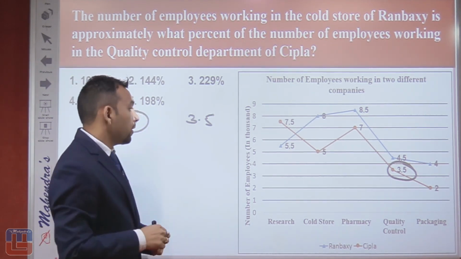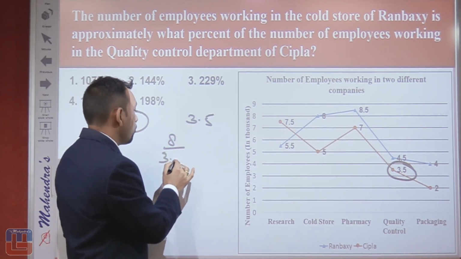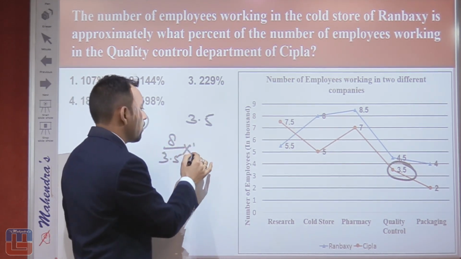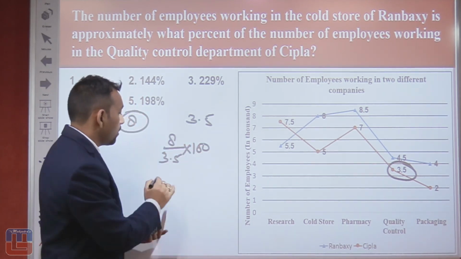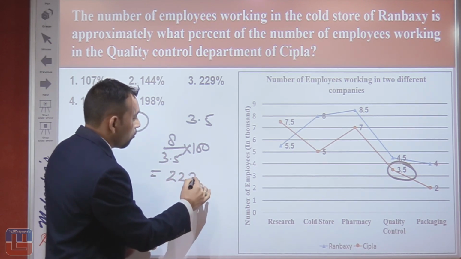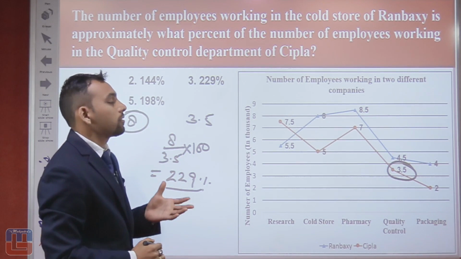So how will we solve here? 8 is what percent of 3.5. So 3.5 will come in the denominator and multiply by 100. If you have to find the approximate value, you can solve here. If you solve this, approximately it will be equal to 229%. See the options as well. The third option is the correct answer to this question.